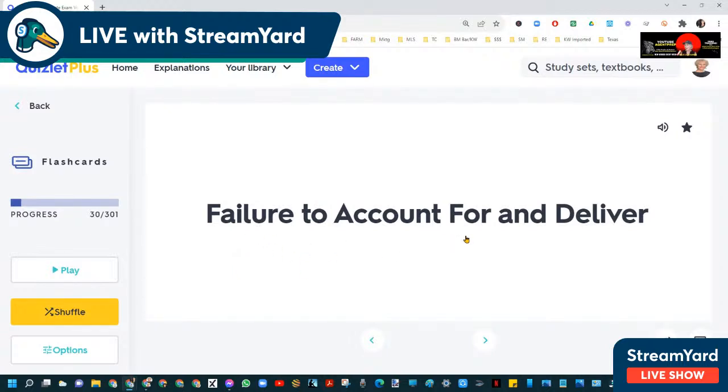Okay, failure to account for and deliver. So what is the key word definition word for that? Failure to account for and deliver. I know this is a little bit more challenging than giving you the word first and then learning the definition. Here, I'm getting you to think so that you can remember these and pass. So what is a failure to account for and deliver?